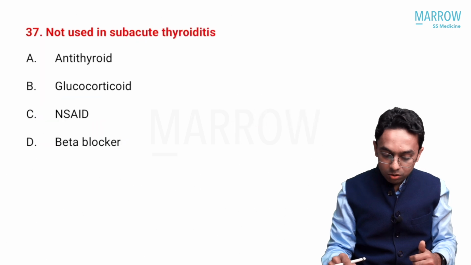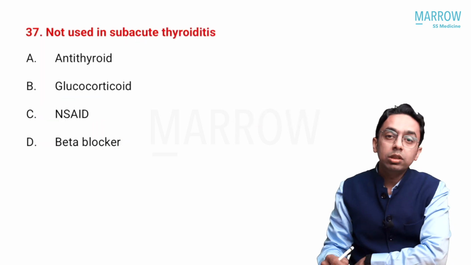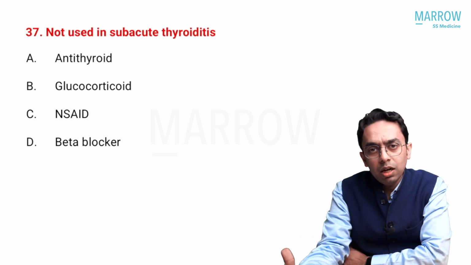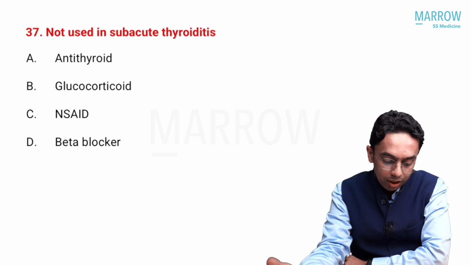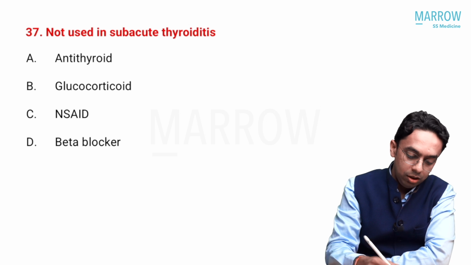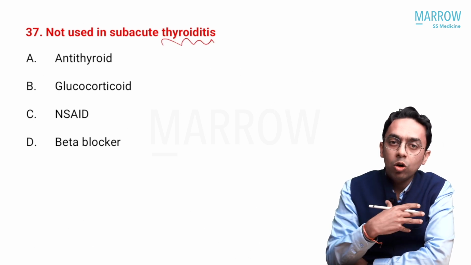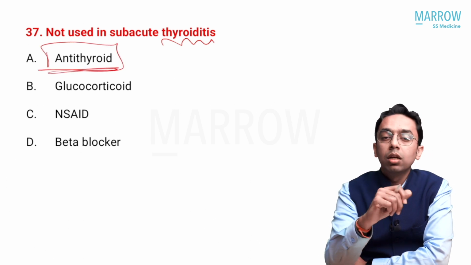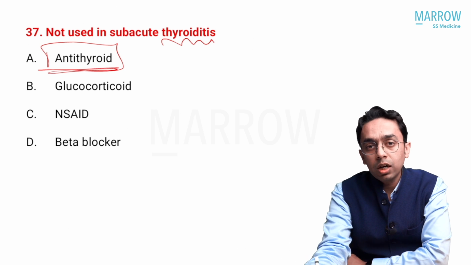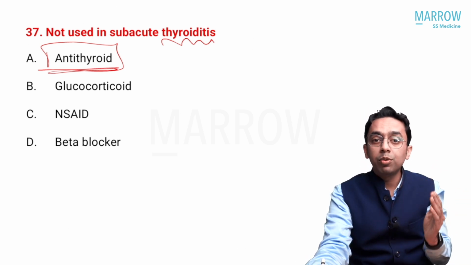Okay, so coming to question number 37, not used in subacute thyroiditis. Now this is pretty easy. After AIT you must have known this answer. You don't want to give antithyroid; glucocorticoid, NSAID, beta blocker are used. So obviously in thyroiditis, the gland is not forming more hormone, it's the preformed hormone which is released, so no role of antithyroid drug. In fact, if you give these antithyroid drugs, you are prolonging the duration of hypothyroidism.